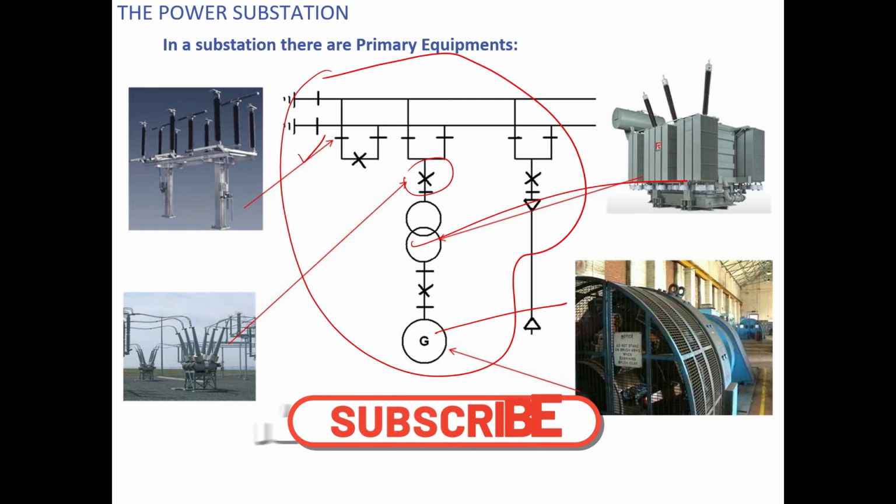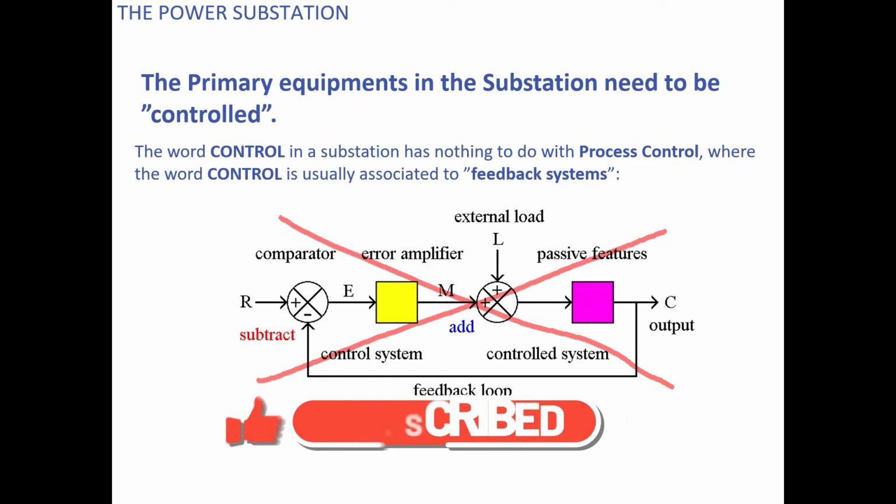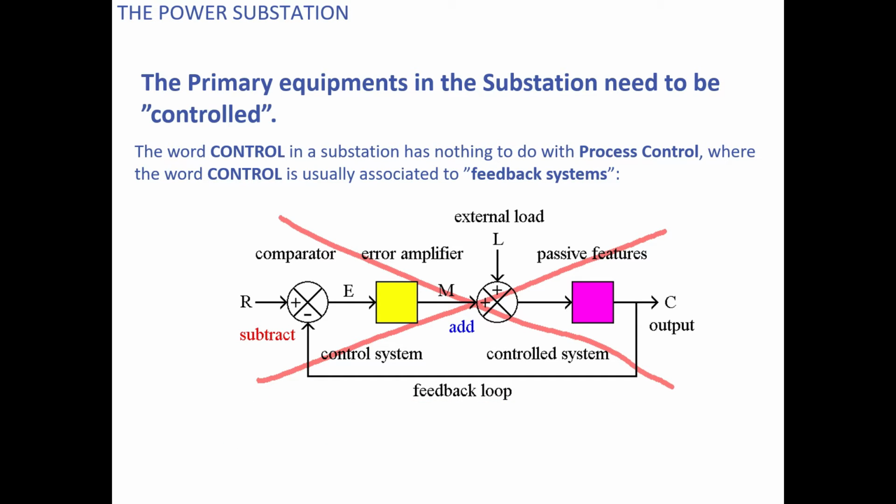in some symbol forms. Now, the primary equipments in the substations need to be controlled, but the control in case of substation is very different, as in meaning, in terms of the control in the process control system. So the control in case of process control system is generally associated with feedback system.